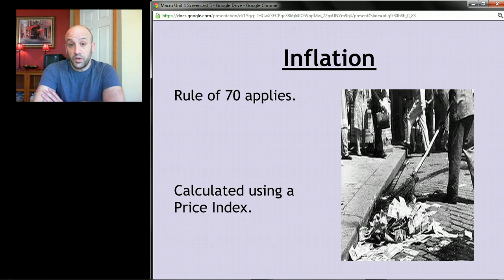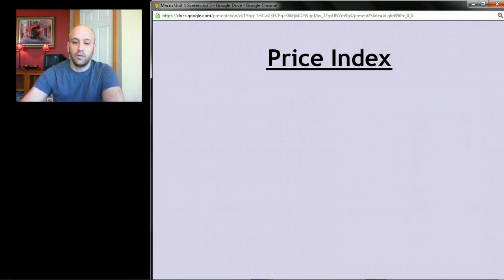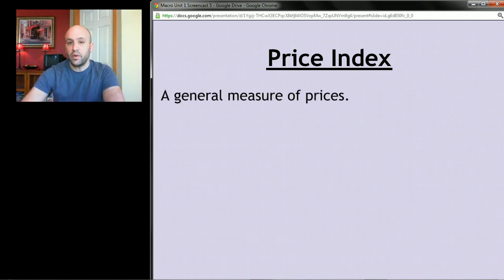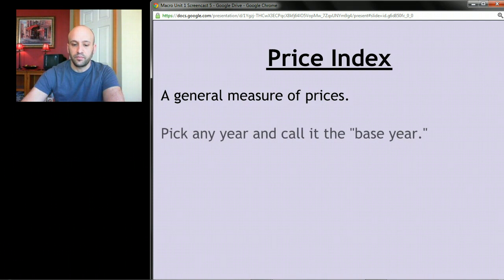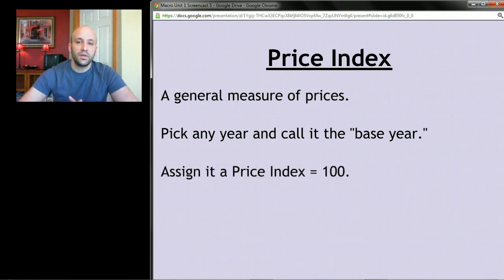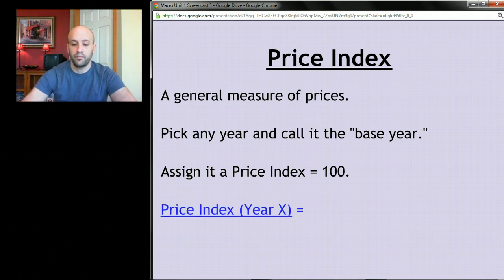Now, we calculate inflation using a price index. And again, we're going to get back to that concept right now. So here's what the price index thing is all about. It's a general measure of prices in the economy. And the way we calculate a price index is by picking any year, doesn't matter what year it is, and calling it the base year. We assign the base year a price index equal to 100. And that base year becomes our standard measuring stick to measure prices in every other year.